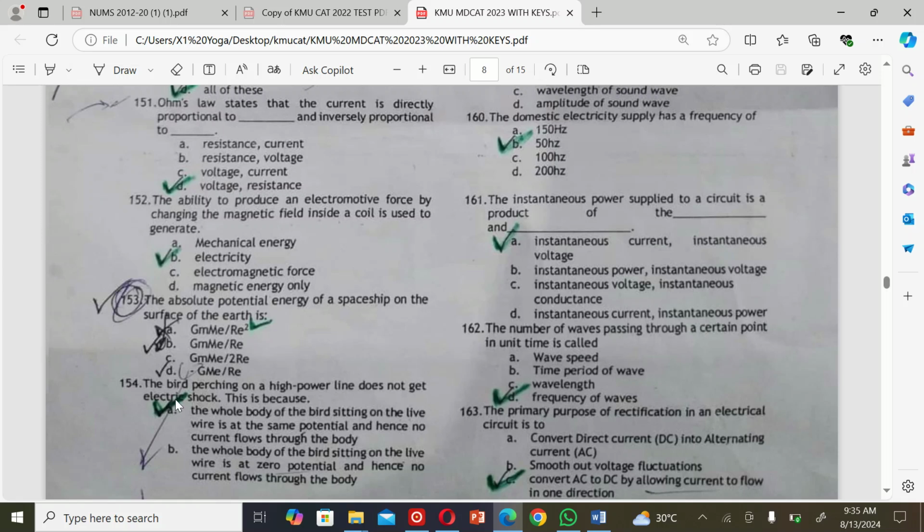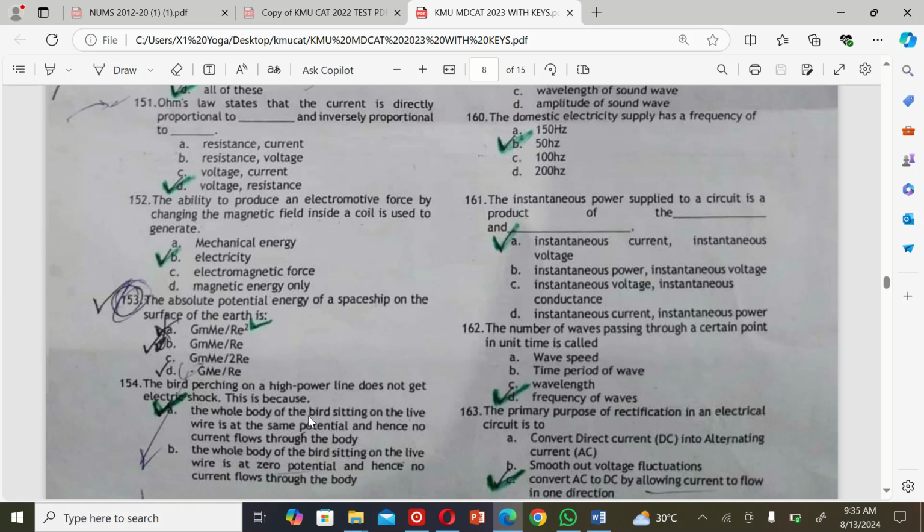The next MCQ is: a bird perching on a high power line does not get an electric shock. This is because A, the whole body of the bird sitting on the live wire is at the same potential and hence no current flows through the body; B, the whole body of the bird sitting on the live wire is at zero potential and hence no current flows through the body. So the correct option is A.